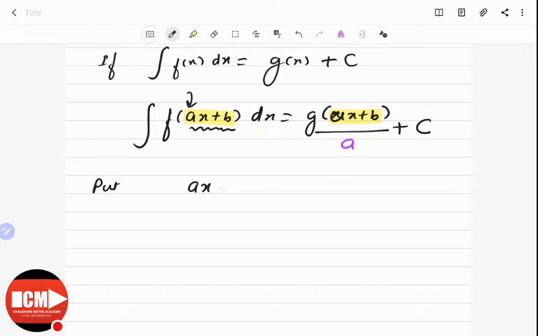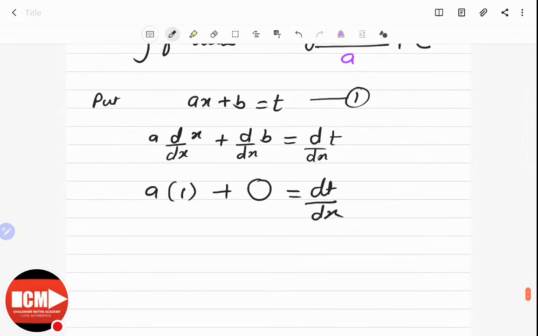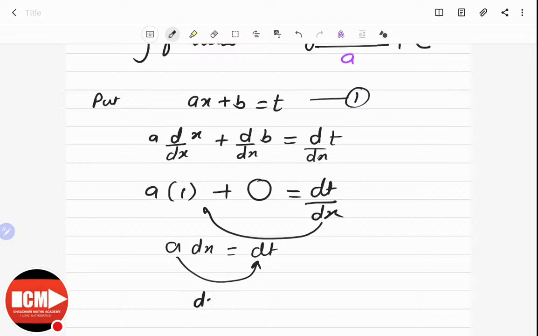So let's substitute ax plus b equal to t and start taking the derivative of this. While taking the derivative, I am keeping this a outside. So the derivative of x with respect to x, then the derivative of b, then the derivative of t. So a times the derivative of x with respect to x is 1, and the derivative of a constant is 0. This is dt by dx, right? Further, this is a times dx, shifting this dx on this side, equal to dt, or shift this a to the RHS. So dx becomes dt divided by a. So right, this is a in the denominator.